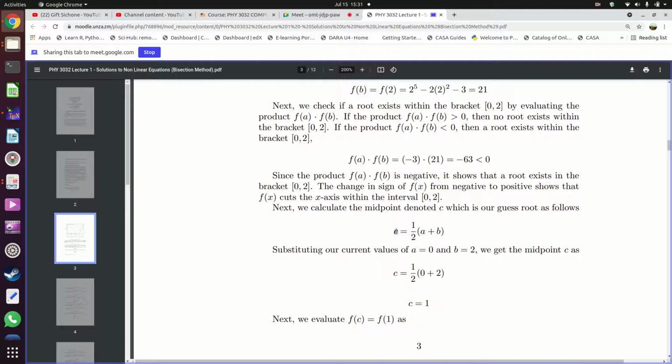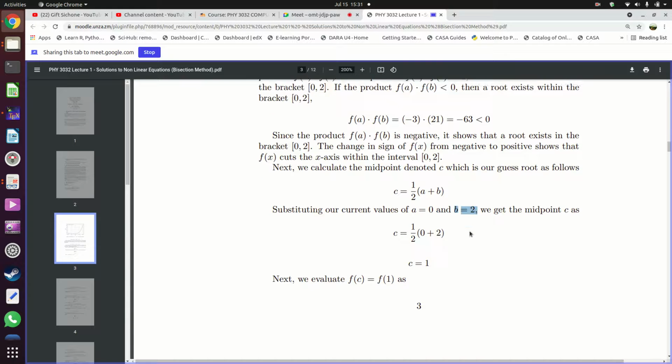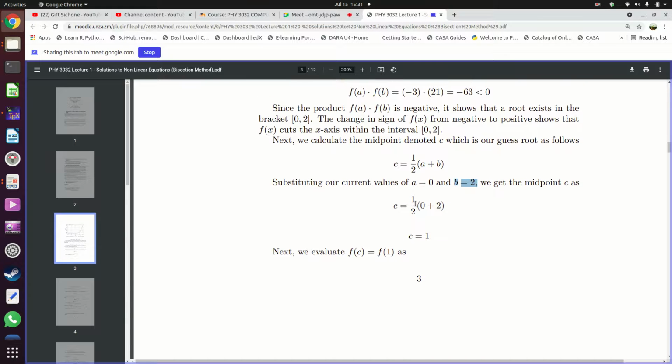Whatever a is and b is, we add a and b, then we multiply by half, so that we get our c. So in our case, our a is 0 and our b is 2. So our midpoint c is going to be equal to half of 0 plus 2, that's going to be 2, and 2 multiplied by half gives you 1. Are we clear?